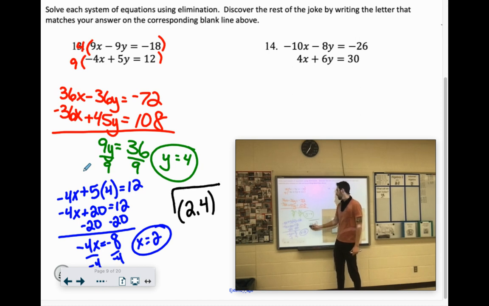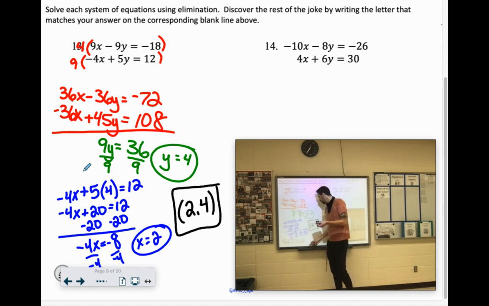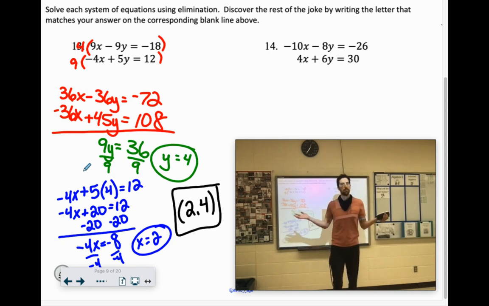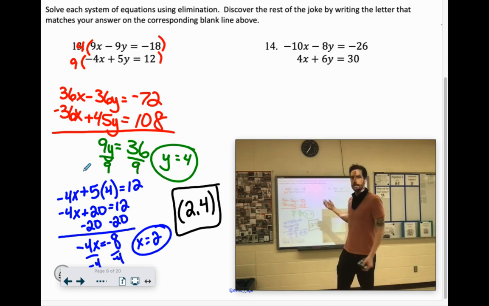See which letter that matches up with. Put it on the blank for number 13. And you're ready to go. We're going to do number 14 together as well.